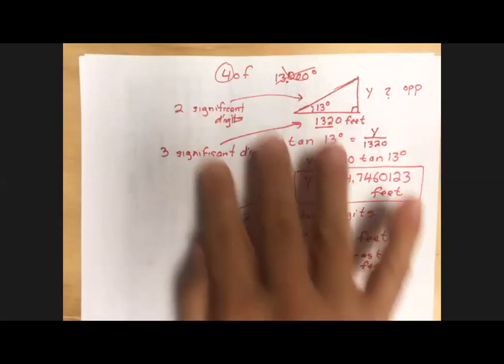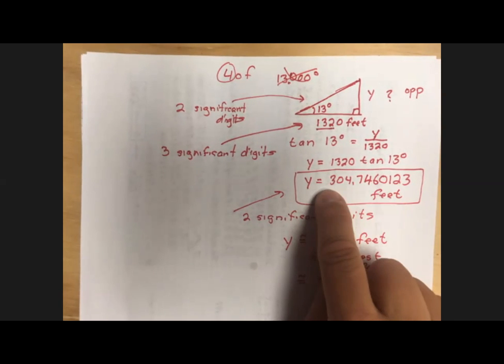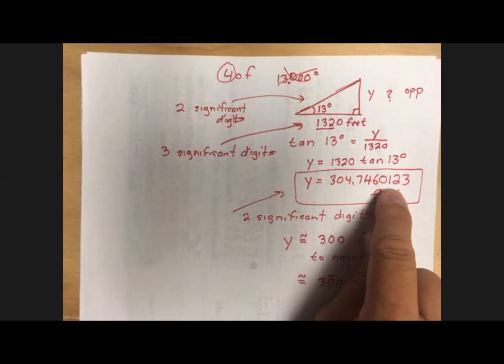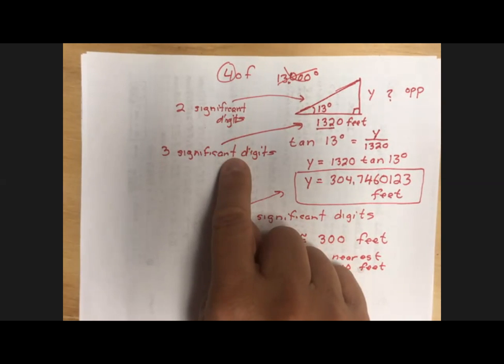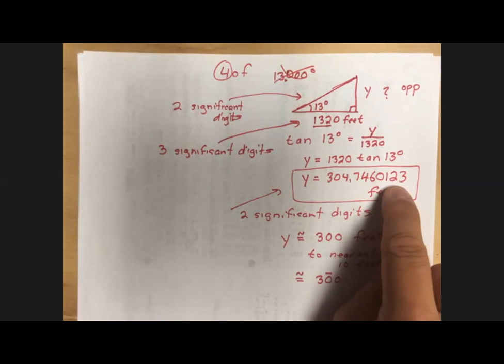So this game that we're playing right here, you can do the calculations with a calculator all day, but don't write down a crazy answer like this when you're done. Write down the correct answer with significant digits. Also, when you're working, never round off till you're completely done with the problem. And I'll give you an example of that when we come back from the break. Never round off till you're completely done.